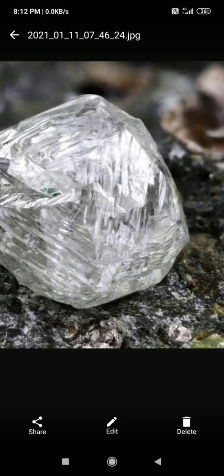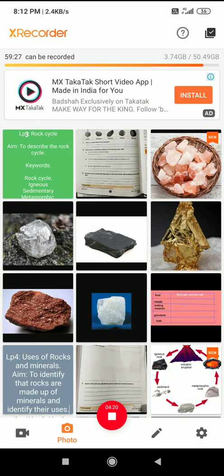Like that, rock salt, common salt, pumice, sandstone, granite. So these are some of the stones, and also gold, native gold, iron ore, talc, right?